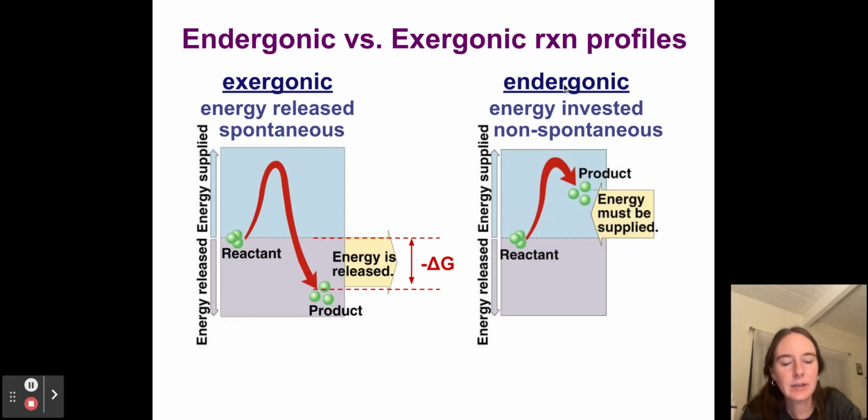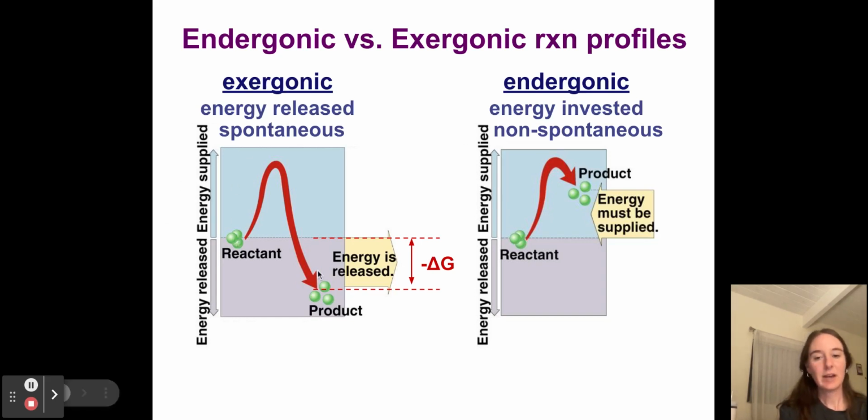Now on this side, endergonic reactions, we start with our reactant at a baseline of energy, and the products now have more energy. In order for this to work, you need some energy to be put in. We call reactions that are exergonic, that release energy overall, spontaneous reactions. Reactions that are endergonic, where energy must be supplied, are called non-spontaneous. Now, spontaneous doesn't mean it happens automatically, right? This reaction isn't going to happen quickly, but it means energy is released over time.